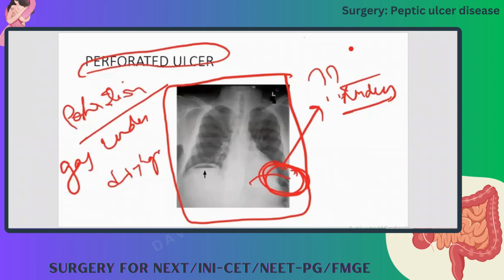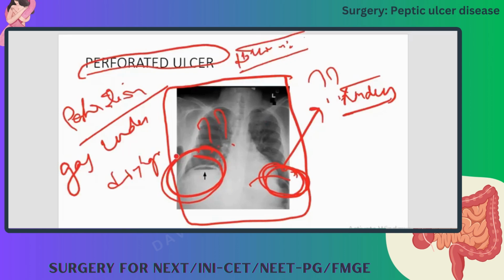But if you find gas below the diaphragm on the right side, this gas under the diaphragm is an indicator that there is some hollow viscus perforation. It may be bowel, it may be fallopian tube, it may be gallbladder, but most of the times it is a bowel. This is a duodenal perforation.